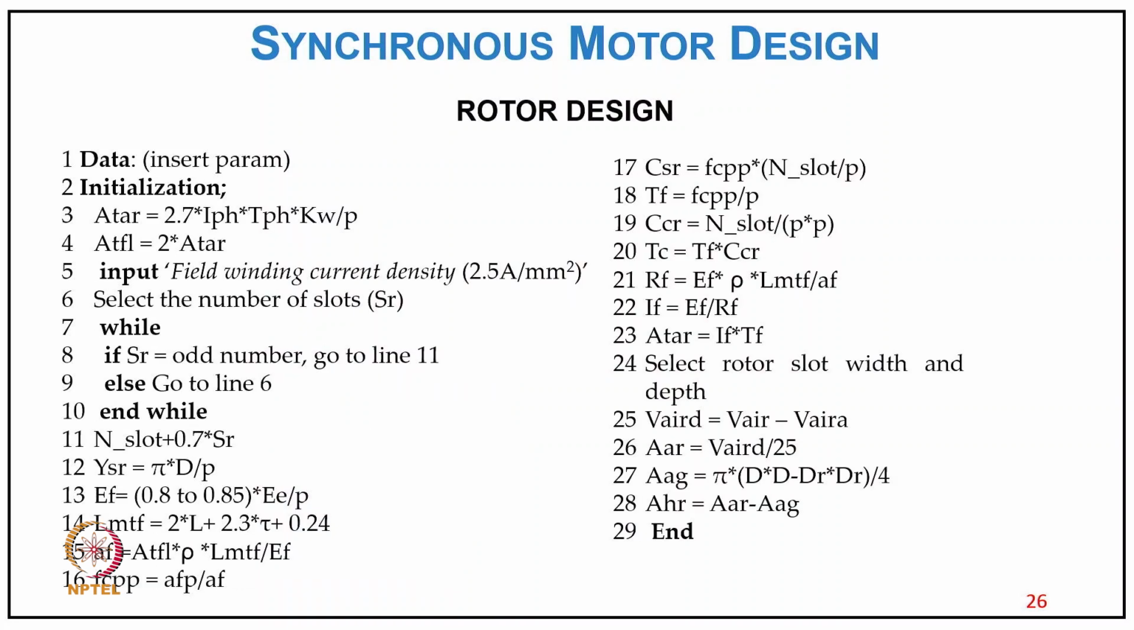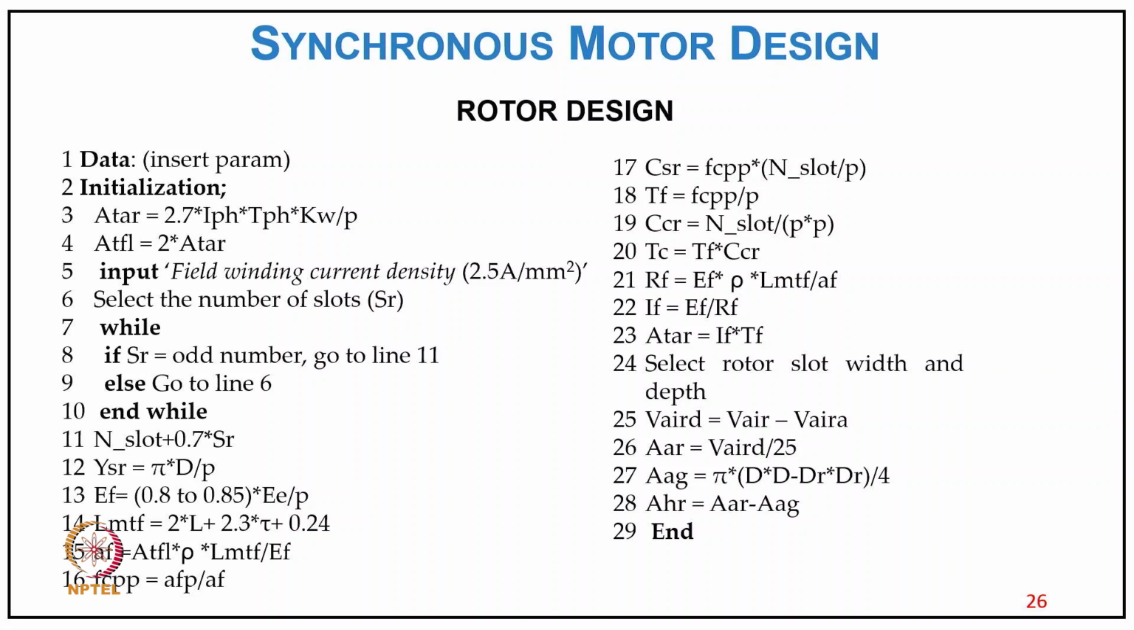Now rotor design. The data given as input parameters, initialization: ATR equal to 2.7 IPH TPH KW upon P, ATFL equal to 2 into AT pair. Input is field winding current density 2.5 ampere per meter. Select the number of slots SR. While SR equals an odd number, go to line 11, else go to line 6. Else, N slot equal to 0.7 SR, YSR equal to pi D upon P.